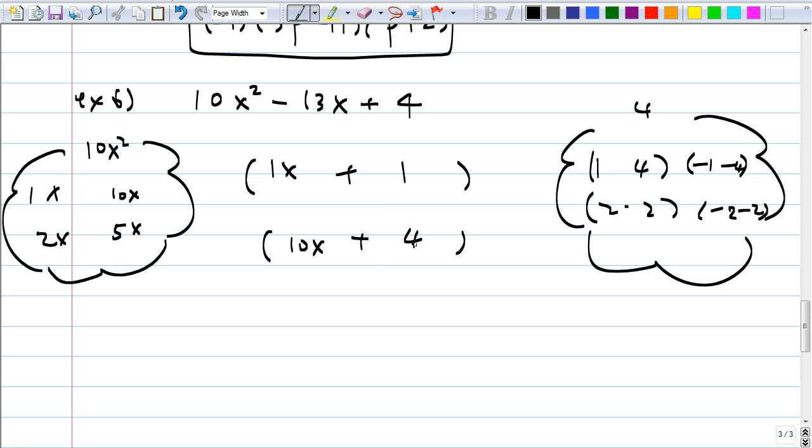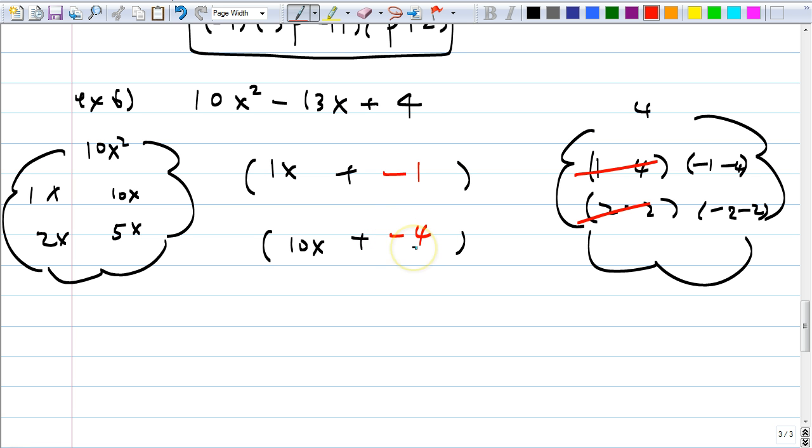By the way, do I need to try 1, 4? Looking at this, I don't even know. Why not, Austin? Because it's negative. Yeah, you need to get the negative coefficient here, so I'm gonna cancel that out. What about 2, 2? Do I even need to try? No, I can't. Right, that won't even work, right? I need to get negative linear term. So let's try negative 1, negative 4.